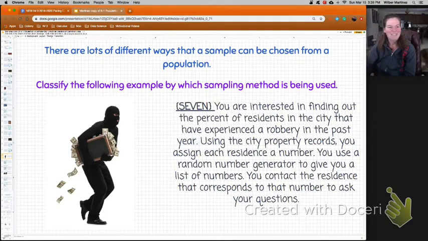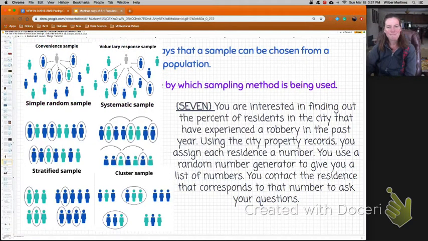So here are all my examples. Again, this is completely random. You use a list of everyone that lives in the city. You will use a list of everybody that lives in the city and randomly choose a bunch of different people from the group. This is called simple random sampling.